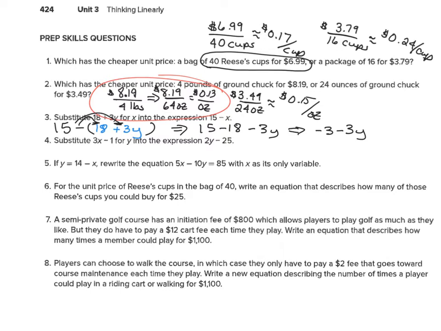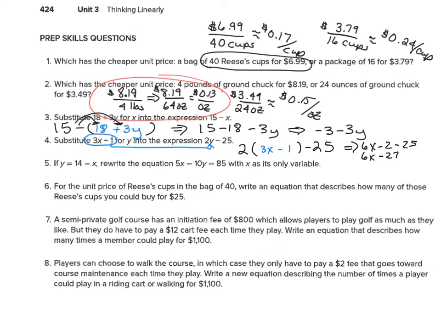Number 4, substitute 3x minus 1 for y in the expression 2y minus 25. So we have 2 times something. We're going to substitute something in for y, minus 25. So we're going to substitute 3x minus 1 in for y. Let's distribute our 2. So it gives me 6x minus 2 minus 25. And that simplifies to 6x minus 27.